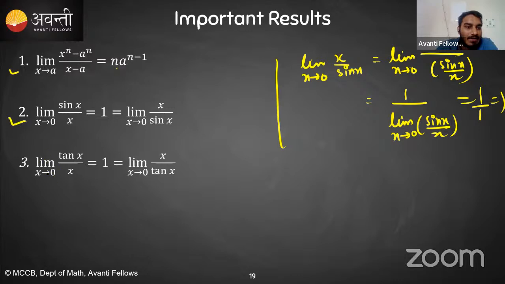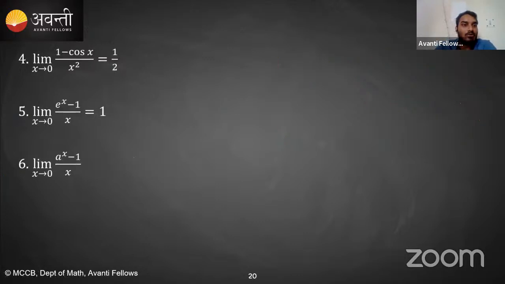Clear? So same with limit x tending to 0 tan x upon x is 1 and same as limit x tending to 0 x upon tan x. Is this clear? So these three things we have discussed in the last class, right? Clear? So if it is clear, then let's move to the more important result. So the fourth one, students, is limit x tending to 0 1 minus cos x upon x square is 1 upon 2.